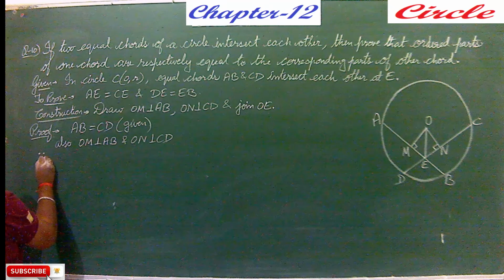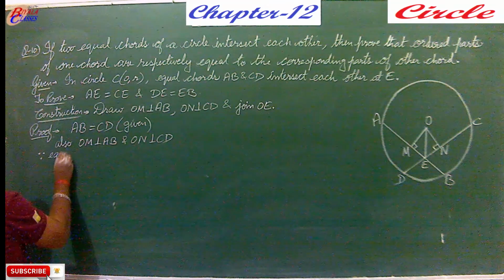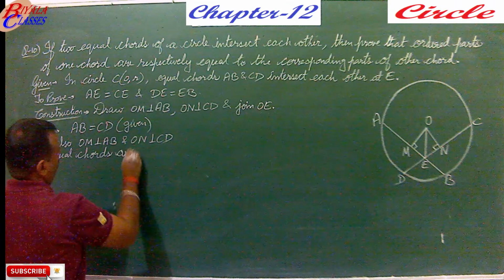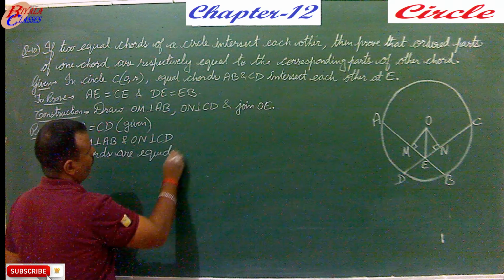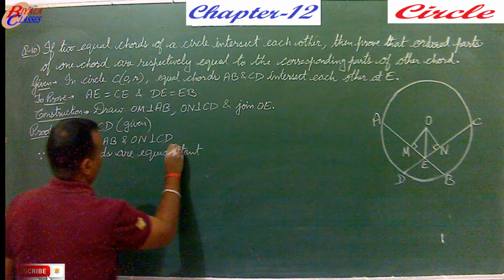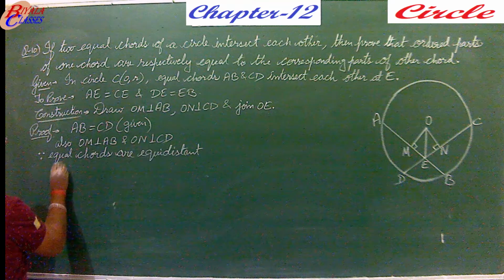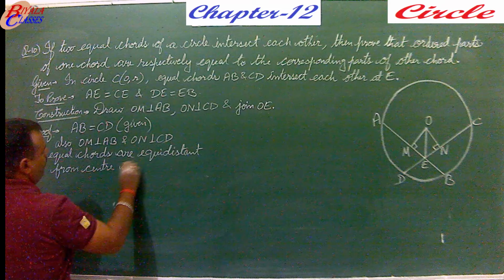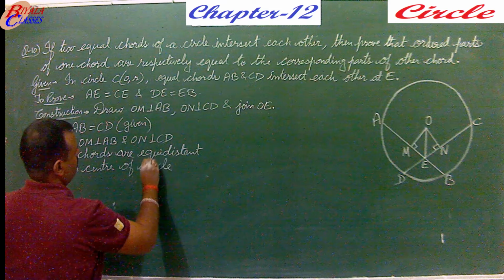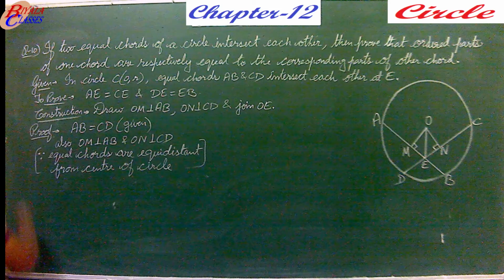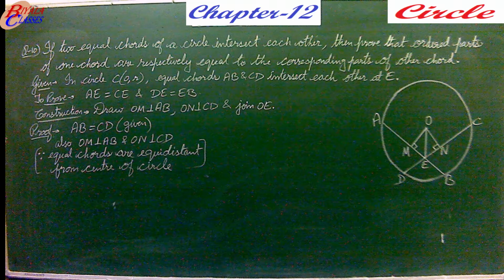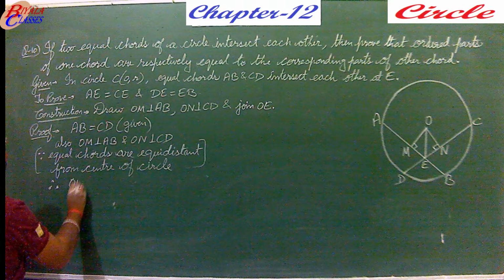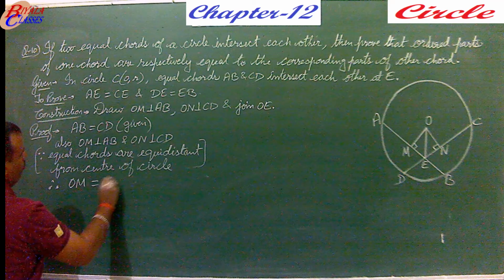because equal chords are equidistant from the center of the circle. Now because equal chords are equidistant, meaning they are at equal distance, therefore OM is equal to ON.